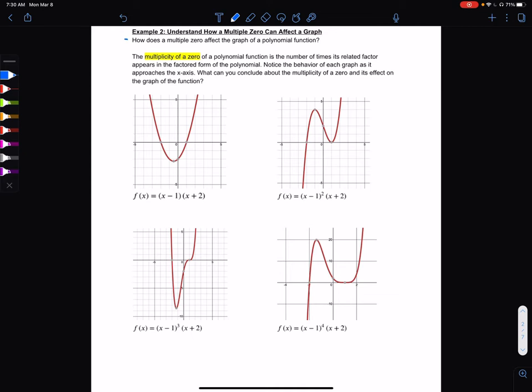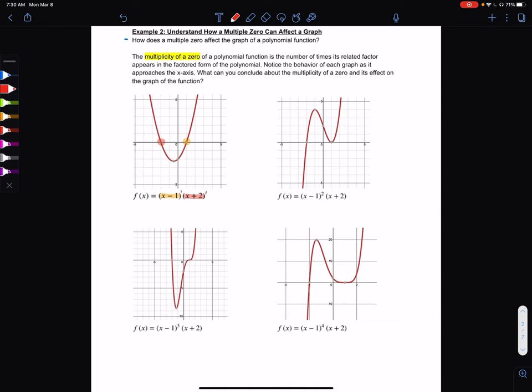So what we're going to find is that the multiplicity does affect what the graph looks like as it approaches the zero. So if I'm looking at, let's say, this first graph here, I notice that I have x minus 1 and x plus 2. So that means my zeros would be negative 2. So let's highlight that here. That would be negative 2. And the other zero will be a positive 1. And they're not shown, but each one of these has an exponent of 1.